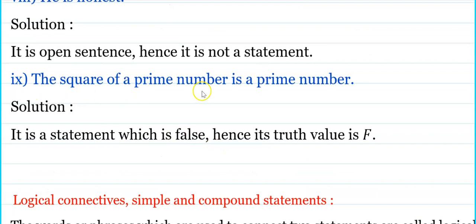The square of a prime number is a prime number. Now again it is a statement which is false. It is not necessary that it will always be a prime number. The square of 3, where 3 is a prime number, is 9, but 9 is not a prime number. And hence its truth value is F.